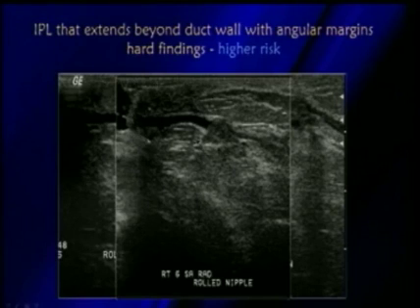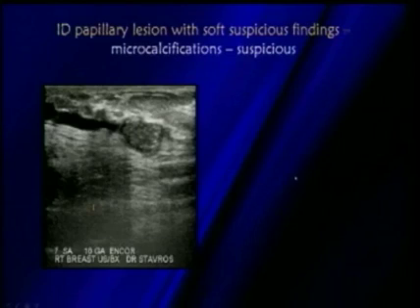This is sort of looking at the rolled nipple technique. You can see the duct right into the nipple and these hard findings within this papillary lesion. Here's another one looking at soft findings that are suspicious, so the presence of microcalcifications. Here you can see the duct. The lesion also extends greater than the amount of fluid inside that duct, with microcalcifications within that.